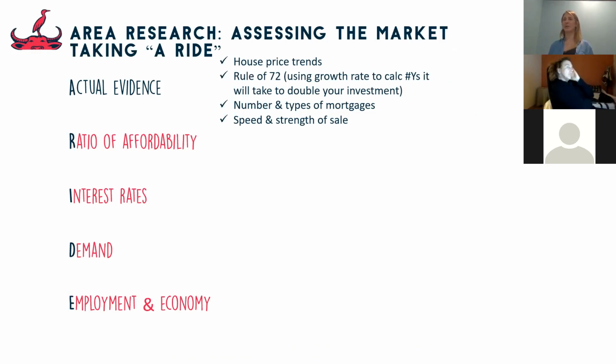And depending on whether it's income or capital growth that we're going for, we will want to check the different types of things that we're expecting, right? So even if it's income, you are hoping for evidence that the market is in growth. You will be checking for the number and types of mortgages and the speed and strength of sale.